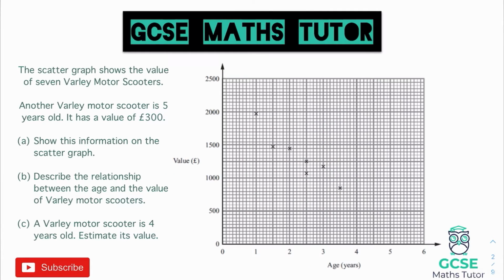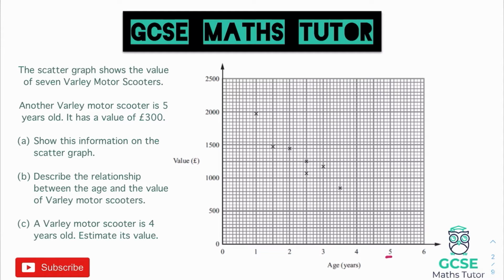Okay, so on to our next question. As I said, I'm going to go through this one quite a bit faster. It says the scatter graph shows the value of 7 Varley motor scooters. So we've got 7 scooters that are plotted on this graph that are the same scooter but just at different ages. It says another Varley motor scooter is 5 years old and has a value of £300. Show this on the scatter graph. So we're going to go along to 5 years, which is down here, up to 300, which isn't the easiest to see. Always check the scale here.